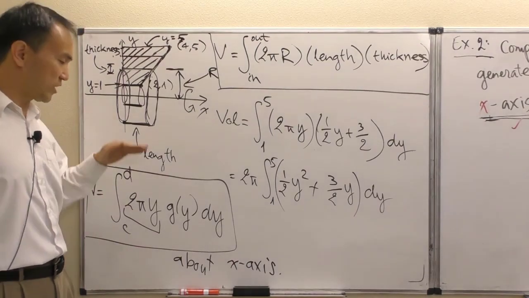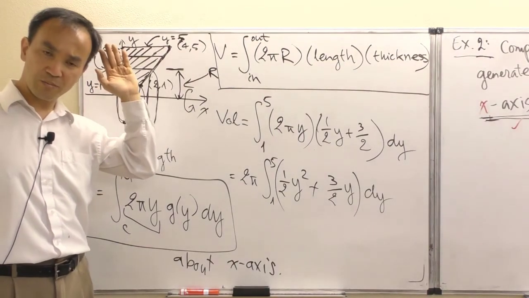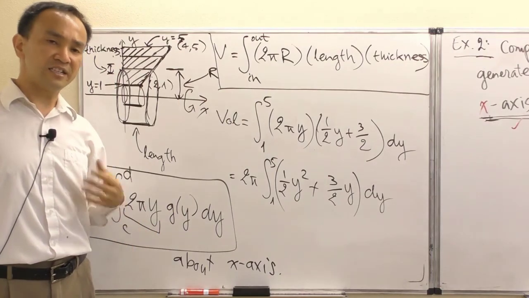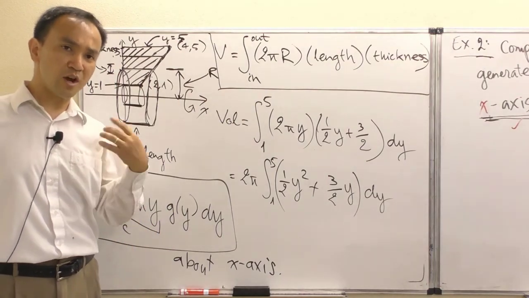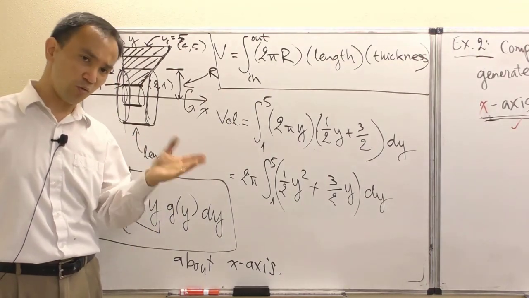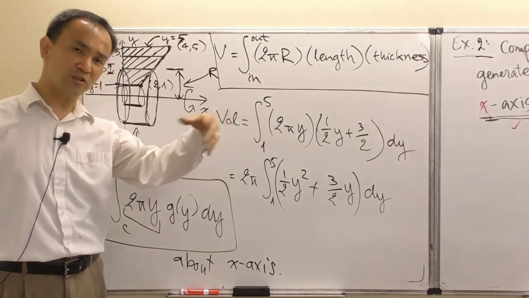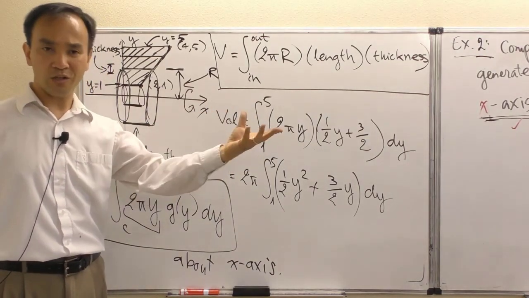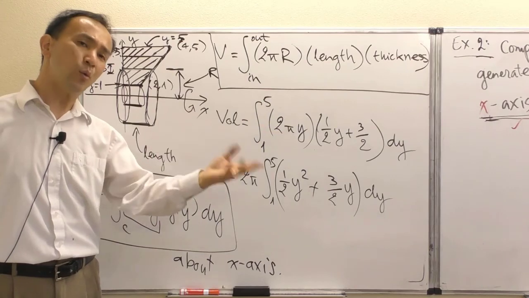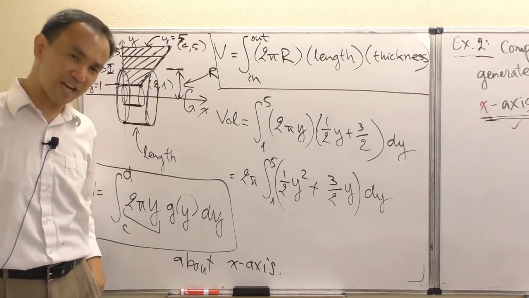Once you have the thickness, we would have a clear identification for ourselves about whether that should be a dx or dy. And once we've had that, should we express the function or the rest of the other variables in terms of x or in terms of y? We will have a clear indication for that.